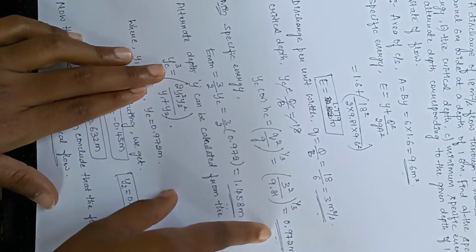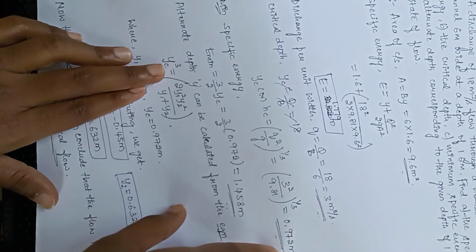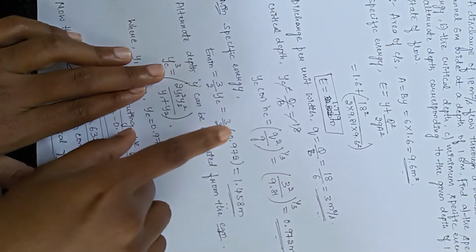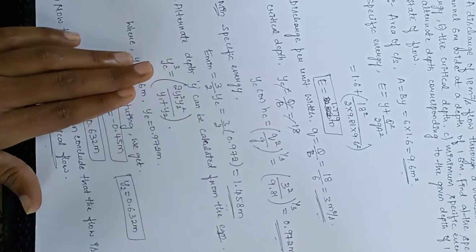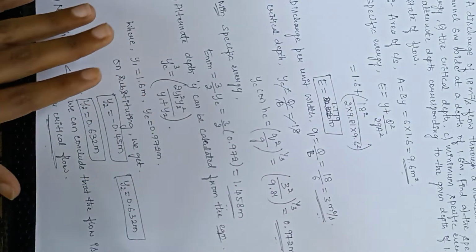So just now we found the value of critical depth, that is 0.972. If you do 3 by 2 times this, you will get a value of 1.458 meter. That represents the minimum specific energy.